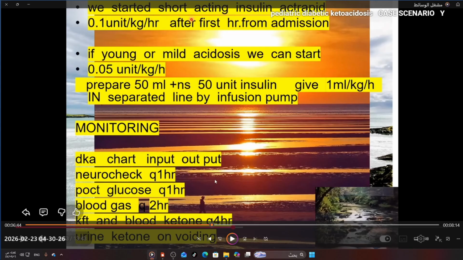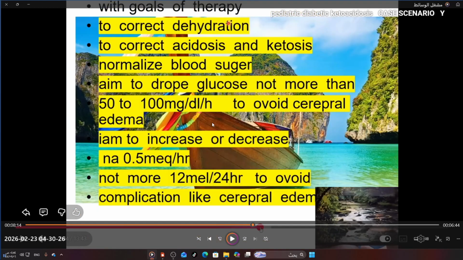Yes, exactly. This patient needs monitoring. We will put an input output chart, neuro check every hour, glucose every hour, blood gas every 2 hours, KFT and blood ketones every 4 hours, urine ketone on every voiding. Exactly. So we'll keep a close eye on everything: input and output chart, neuro checks every hour, glucose every hour, and then the labs like blood gases every 2 hours and the electrolytes and ketones every 4 hours.